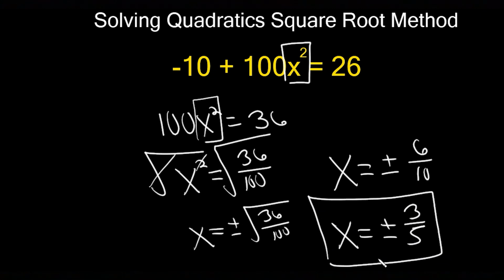All right? And so again, we know that this quadratic is going to be crossing the x-axis at 3 over 5 and negative 3 over 5. And so just keep in mind you have 2 different answers here, but we can leave it in this form here. Okay, let's go ahead and try another example.